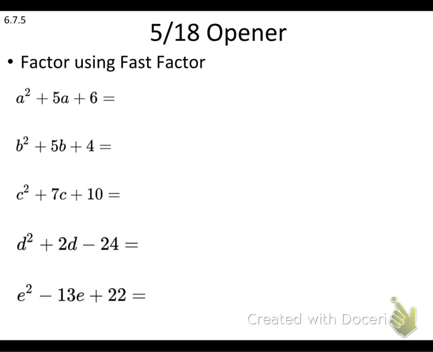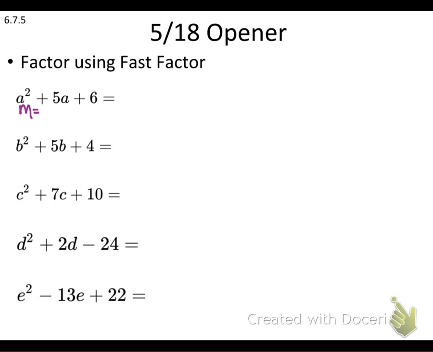Today's opener, factor using fast factor. When we factor using fast factor, you have pretty quick, short steps. The first step is we're going to find our M. How do I determine what my M is, Deontay? Not the first and the second. The first and the third.